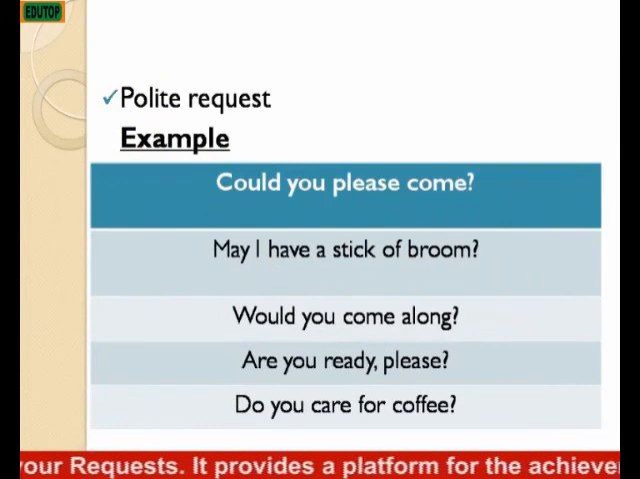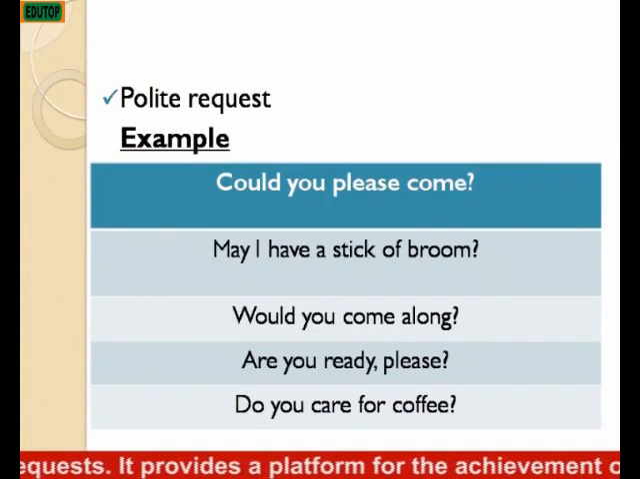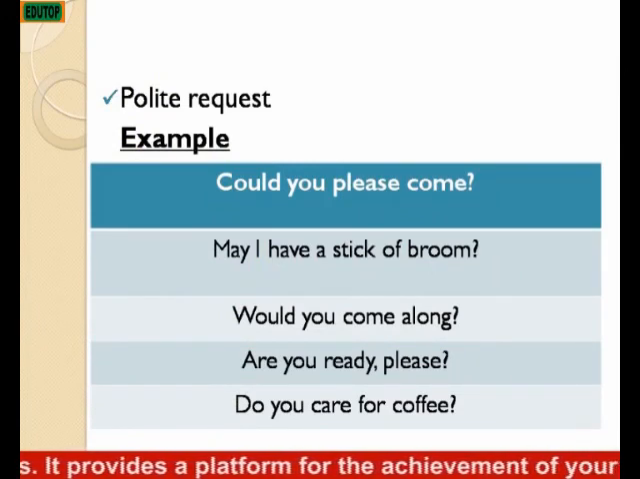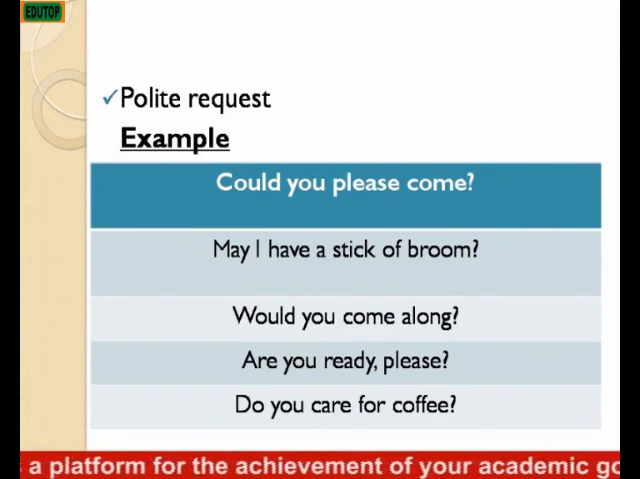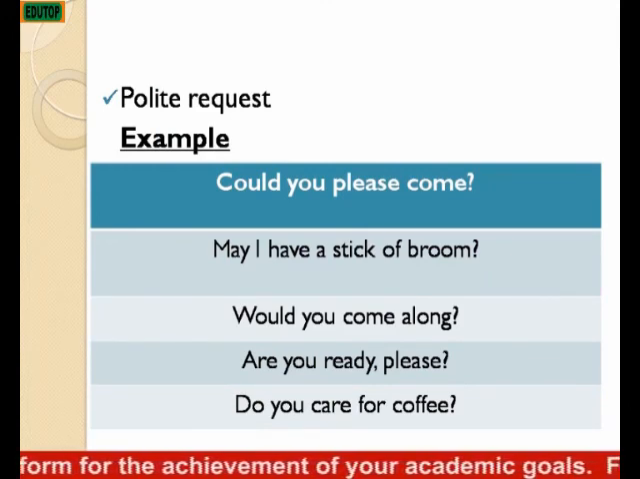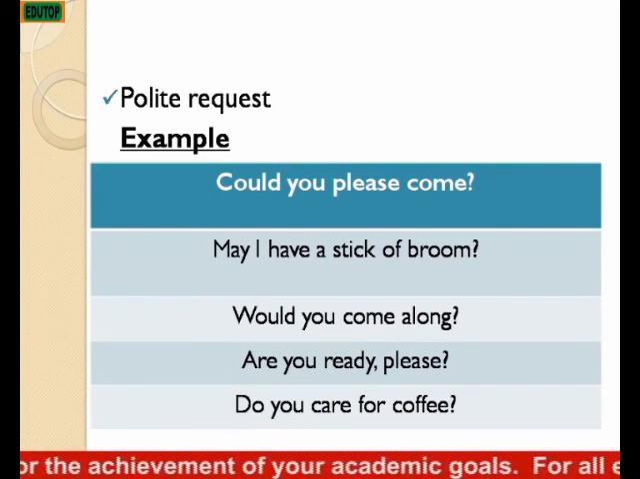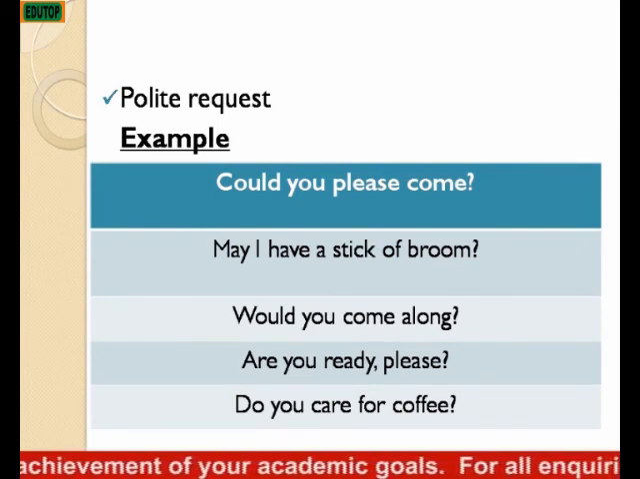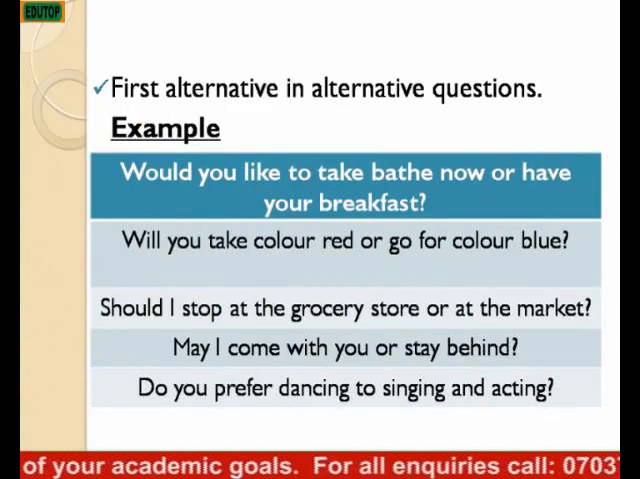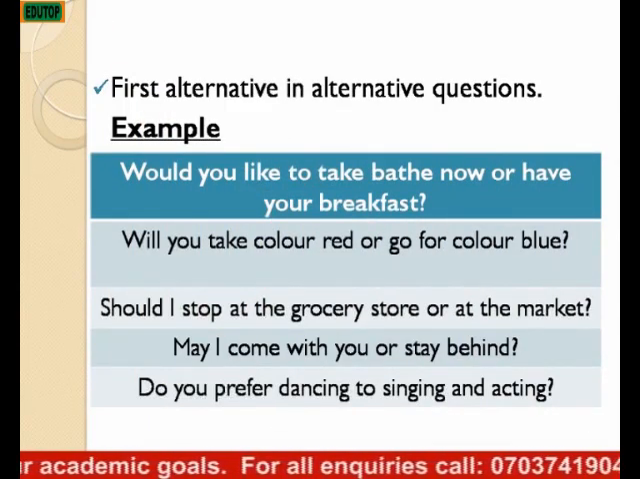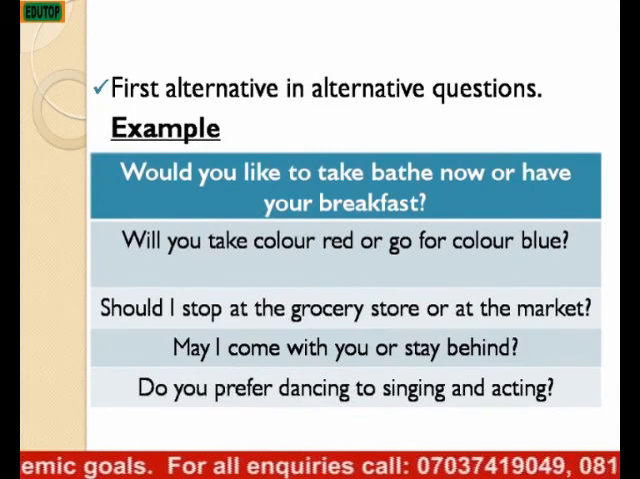It is used to express polite requests. Examples: could you please come? May I have a stick of broom? Would you come along? Are you ready, please? Do you care for coffee? And so on. Rising tune is also used for the first alternative in alternative questions.